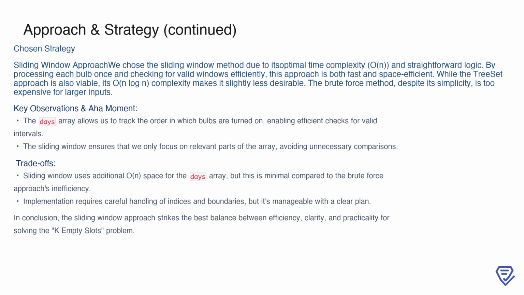Moreover, the sliding window technique ensures that we only focus on relevant sections of the array, making the process both fast and space efficient. Compared to the tree set approach, the sliding window method avoids the added log n overhead, though it does require O(n) extra space for the days array. While careful handling of indices and boundaries is necessary, this can be managed with a clear plan. Overall, the sliding window approach strikes the best balance between efficiency, clarity, and practicality, making it the ideal choice for tackling the k-empty slots problem.